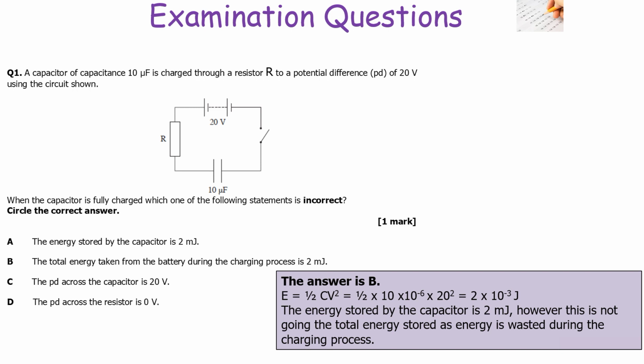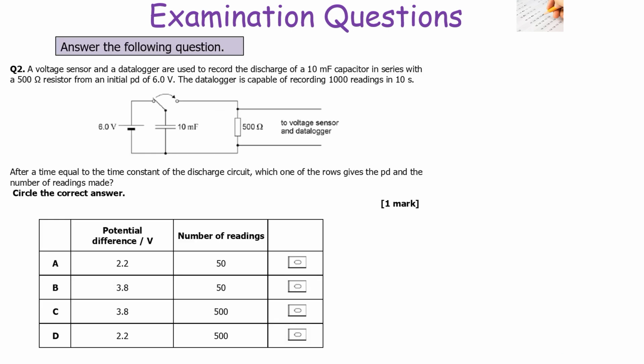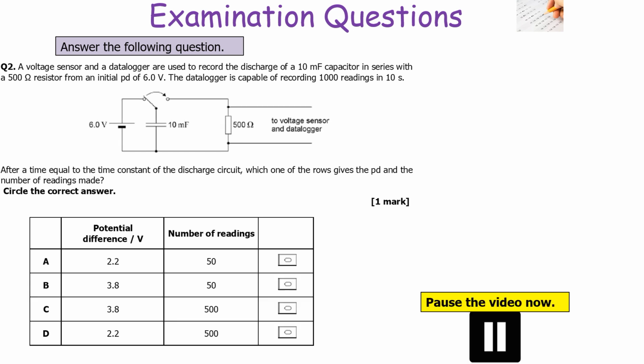The next question says a voltage sensor and a data logger are used to record the discharge of a 10 millifarad capacitor in series with a 500 ohm resistor from an initial PD of 6 volts. The data logger is capable of recording 1000 readings in 10 seconds. After a time equal to the time constant of the discharge circuit, which of the rows gives the PD and the number of readings made? So pause the video now, then unpause the video when you want to go through your answer.